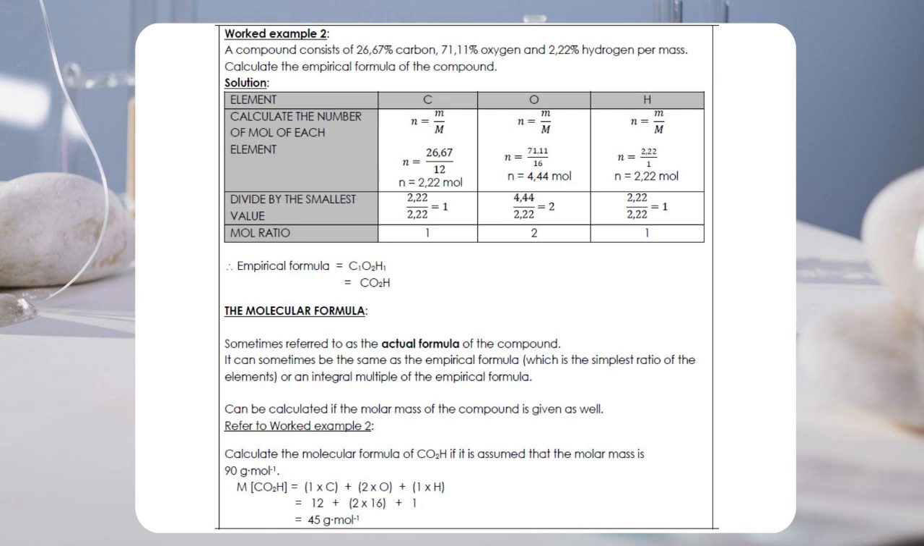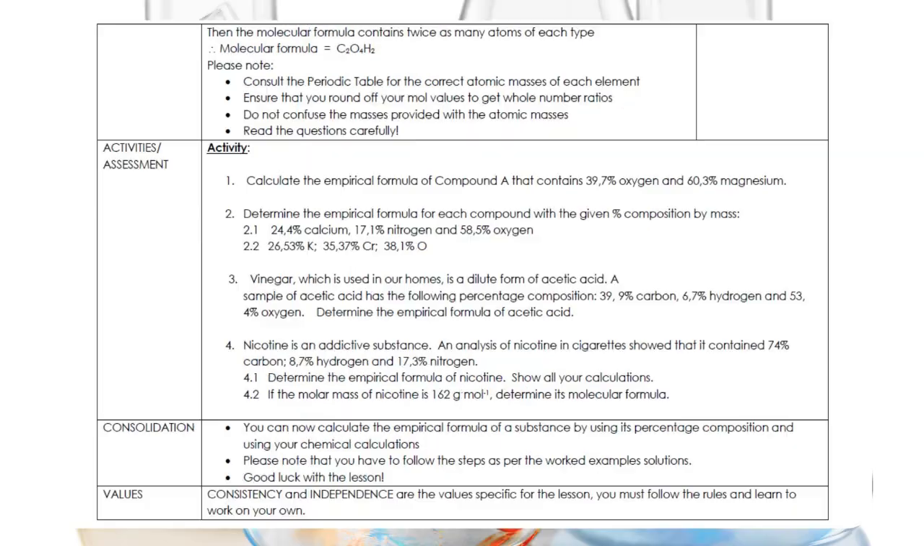Calculate the molecular formula of CO2H if it is assumed that the molar mass is 90 g·mol⁻¹. M(CO2H) equals 1×C plus 2×O plus 1×H, equals 12 plus 2×16 plus 1, equals 45 g·mol⁻¹. Then the molecular formula contains twice as many atoms of each type. Molecular formula equals C2O4H2.